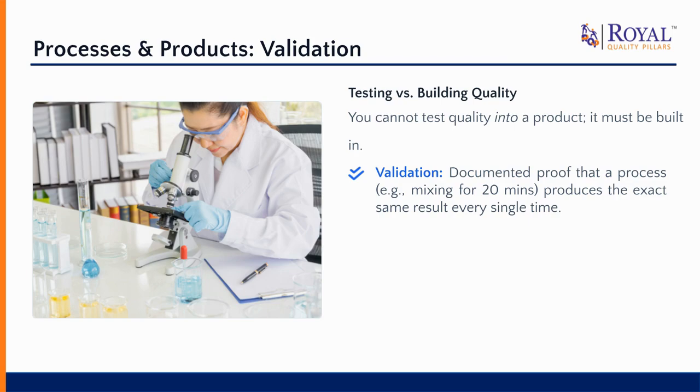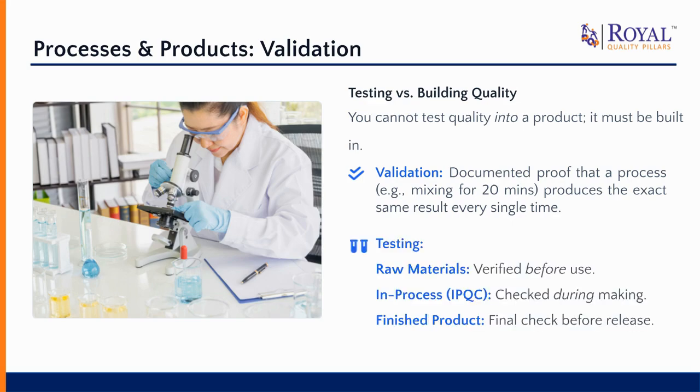There is a famous saying in GMP: you cannot test quality into a product. Testing 100 tablets out of 1 million doesn't prove the other 999,900 are safe. Validation is how we prove safety. It means we have proven scientifically that if we mix for exactly 20 minutes at 50 RPM, the result is always perfect. Once validated, we just need to follow the recipe.